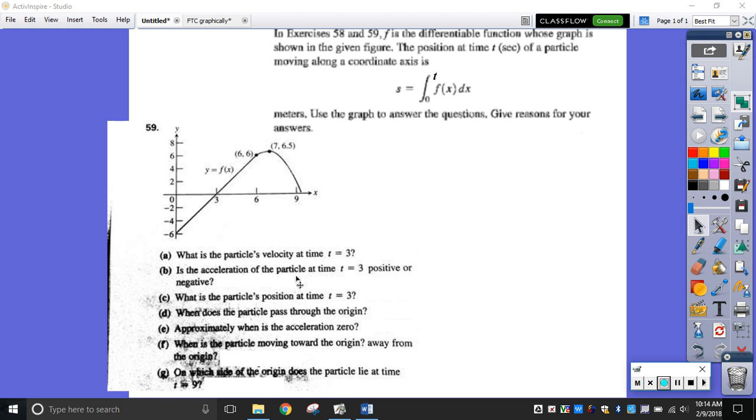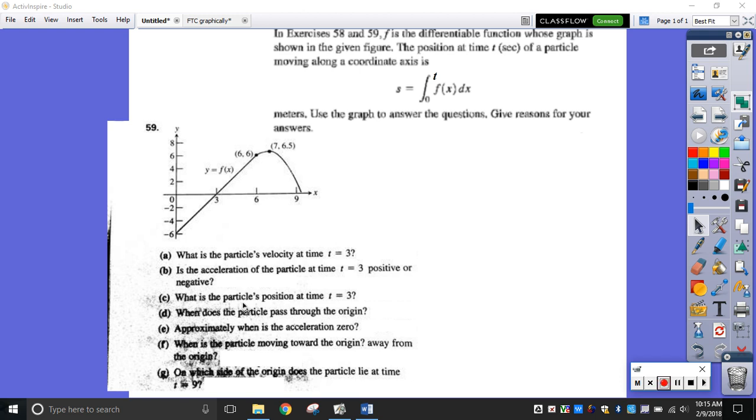B, is the acceleration of the particle at time t equals 3 positive or negative? So acceleration is the derivative of velocity, which means it's the slope of velocity. So really what they're asking is, what is the slope of this graph at t equals 3? And we don't need a numeric value because they're just asking, is it positive or negative? And so if I look at the curve, it's increasing left to right, so that would be a positive slope, which makes the acceleration positive.